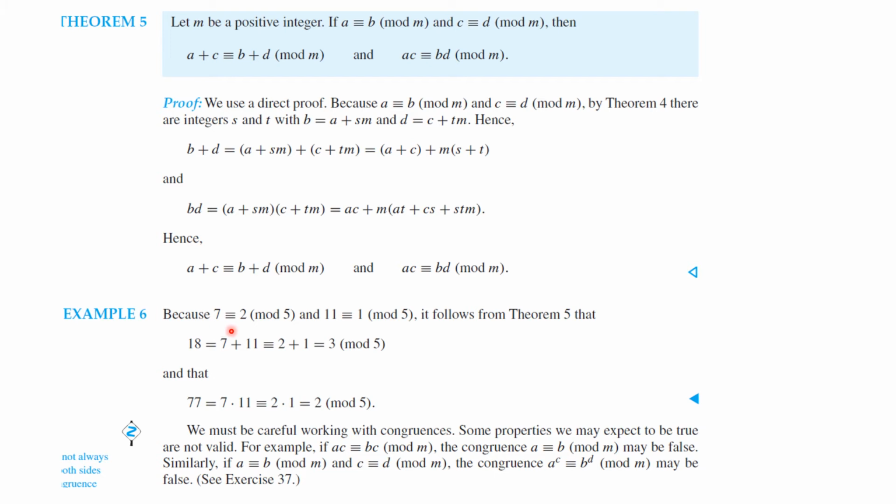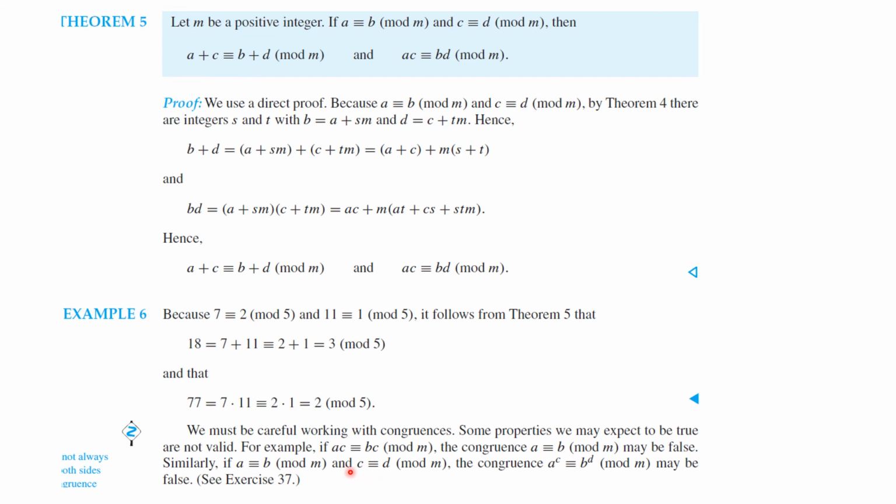Now, because 7 is congruent to 2 mod 5 and 11 is congruent to 1 mod 5, it follows that 18, the sum, is congruent to 3 mod 5, which is the sum of 2 and 1, and if you multiply them, 77 would be congruent to 2 mod 5.